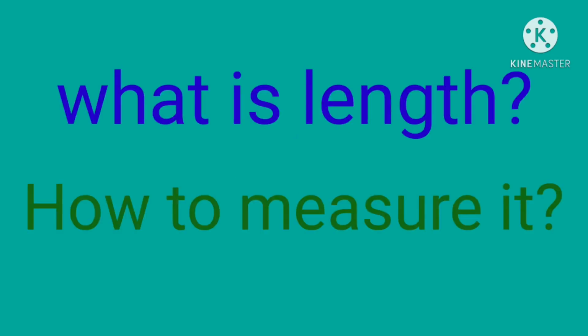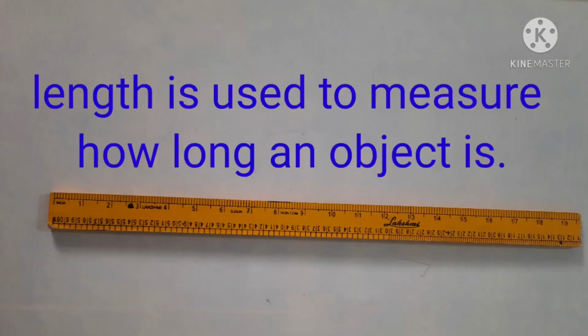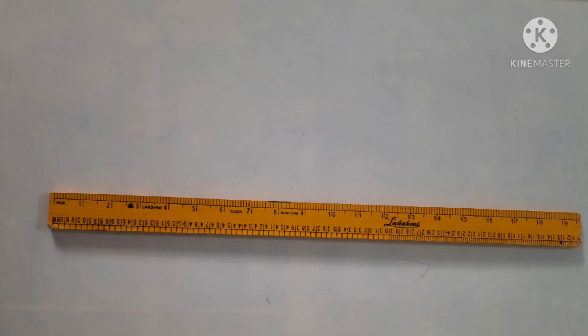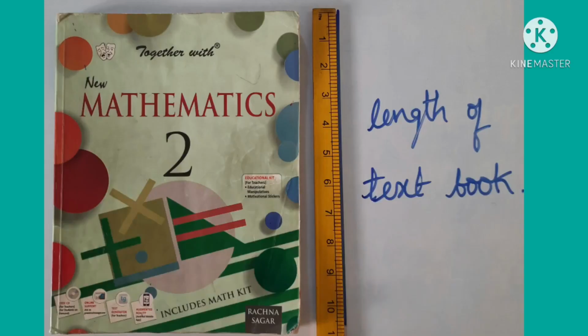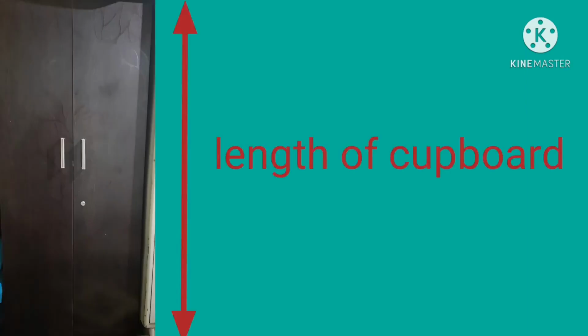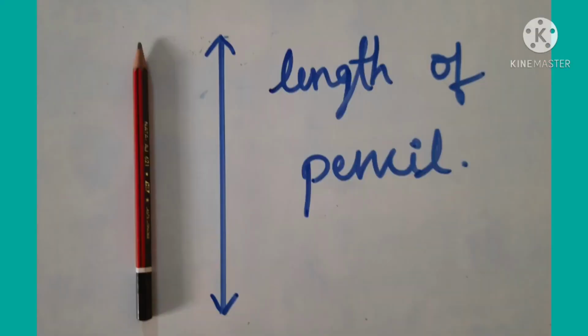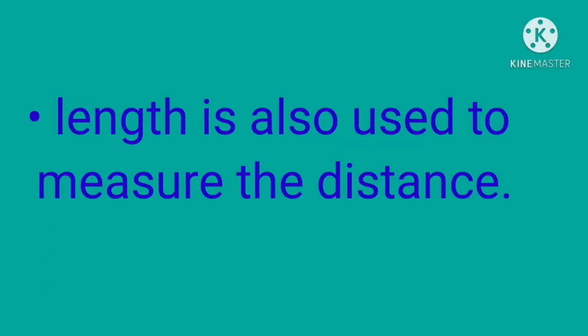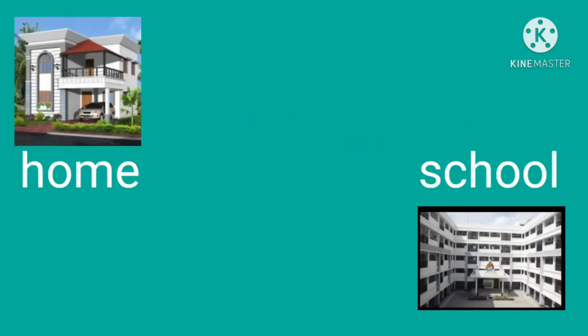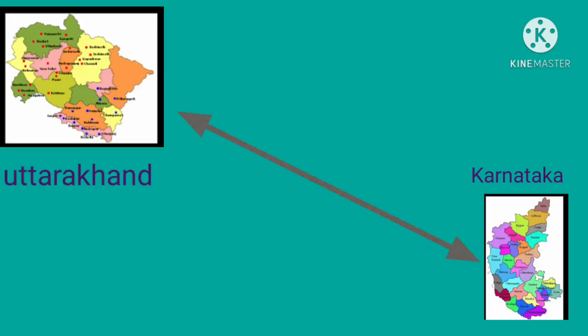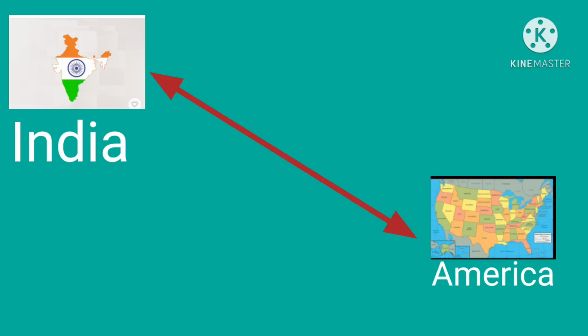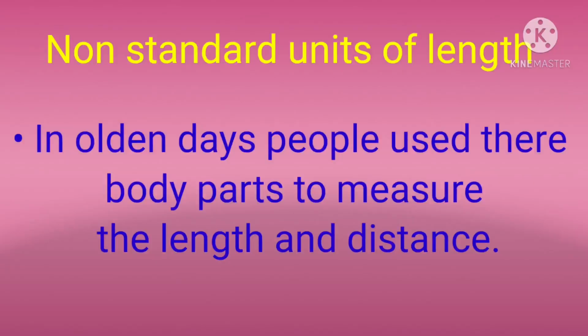Let's understand what the length is and how to measure it. The word length is used to measure how long an object is. For example, length of your mathematics textbook, length of your cupboard, length of pencil, etc. Length is also used to measure the distance. For example, distance from your home to school, distance between two cities, distance between two countries.